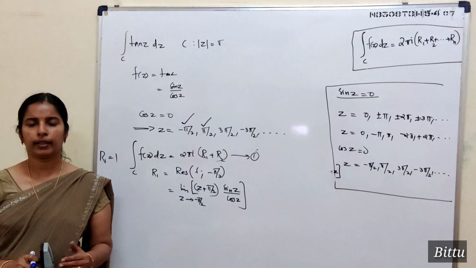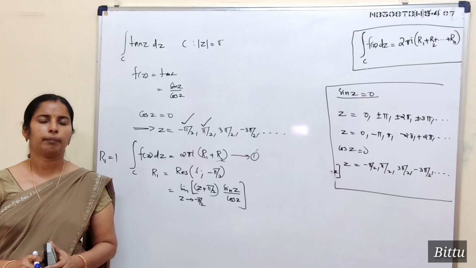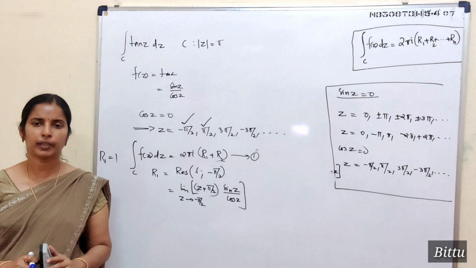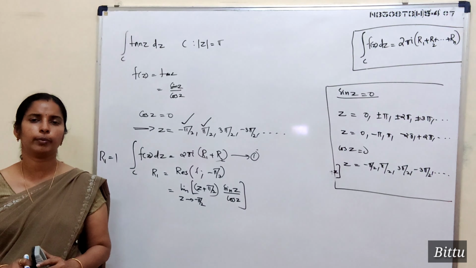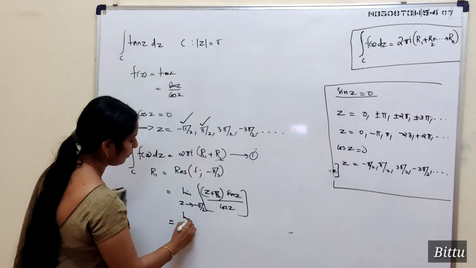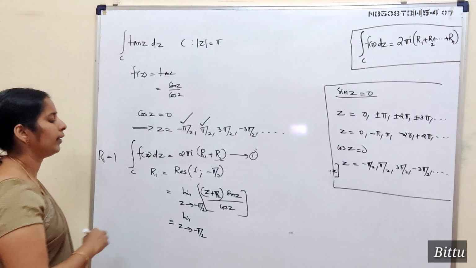See, in L'Hospital's rule, you have to remember that you don't apply the quotient rule here. Even though this is a quotient, in L'Hospital's rule we have to take the derivative of the numerator and denominator separately. Let me illustrate it. Here, the limit is z tends to minus pi by 2. You take the derivative of the numerator.